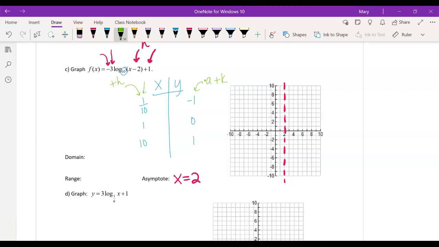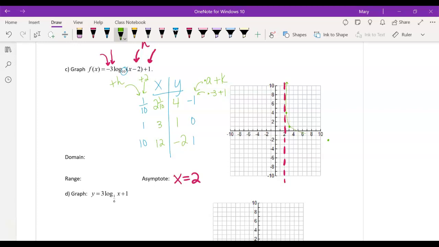So we are going to take each of these x values and add 2 to them. So it's going to become 2 and 1/10, 3, and 12. Your y values here, you're going to multiply by -3 and then add 1 to it. So your first y value becomes 4. Your next y value becomes 1. And your final one becomes -2. These are now the points that you use to generate your graph. So (2 and 1/10, 4), (3, 1), and (12, -2).